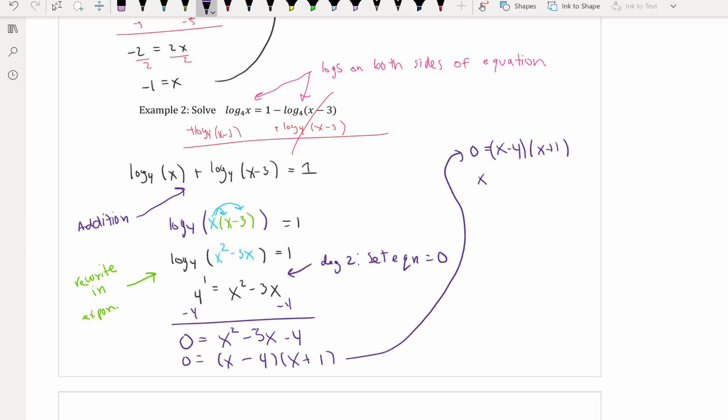So I have x minus 4 is equal to 0, so x is equal to a positive 4. x plus 1 is equal to 0, so x is equal to a negative 1. And remember, you cannot have a negative inside your log. So when I plug that one in, it will give me an error. So the only possible answer that I have is that x is equal to 4. Okay?